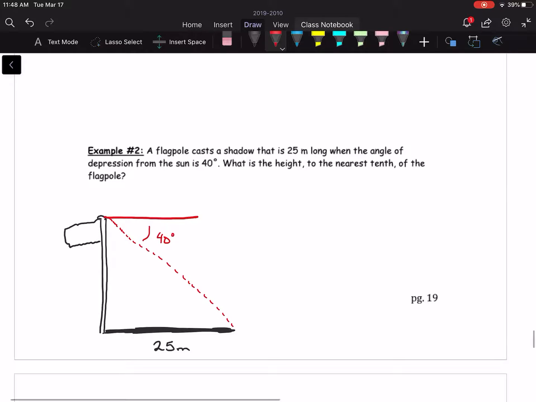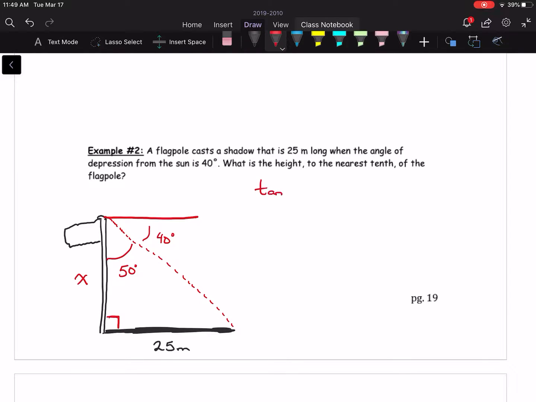Okay, and that means that this angle within the right triangle is going to be 50 degrees because those two angles need to sum to 90 degrees. And so now I'm able to say that, and again, I want the height of the flagpole, so I'm going to label that x. So I have the opposite side length, and I want to learn the adjacent side length, so I'm going to be using tan.